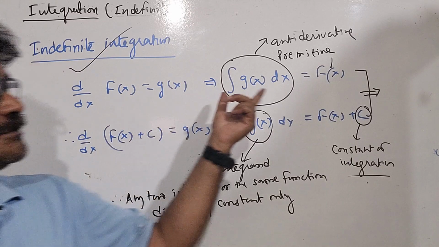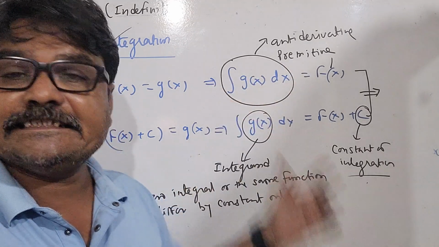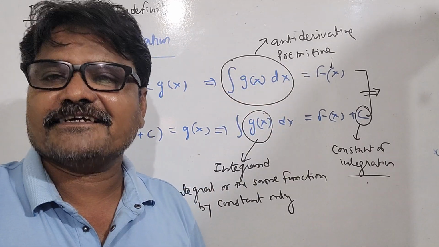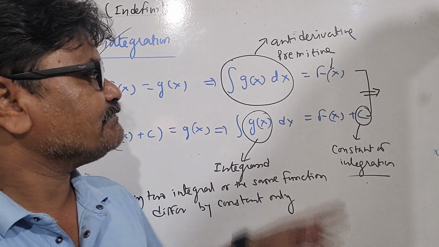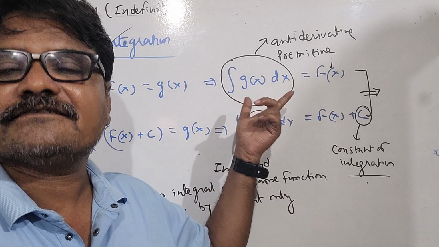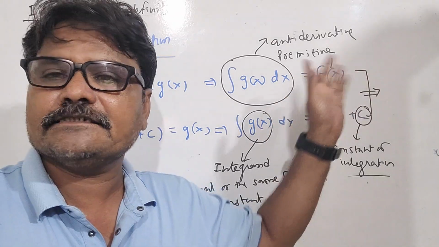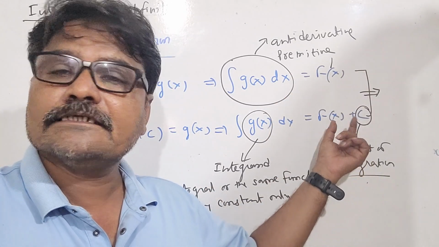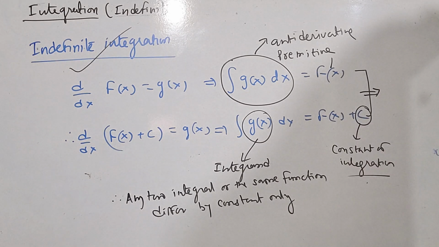So what is the integration of g(x) dx? What is the antiderivative of g(x)? That is f(x). And what is the primitive of g(x)? That is the integration of g(x) with respect to x, and the answer is f(x) or f(x) plus c. Okay, fine. This is all about indefinite integration.